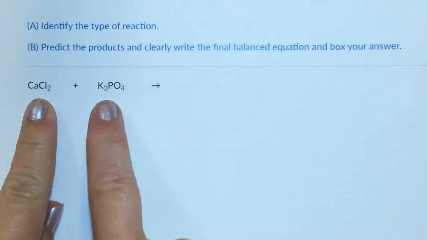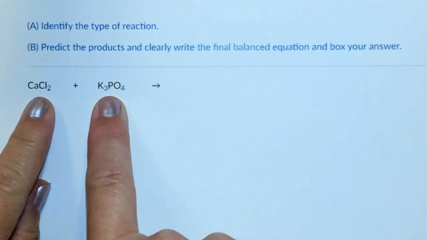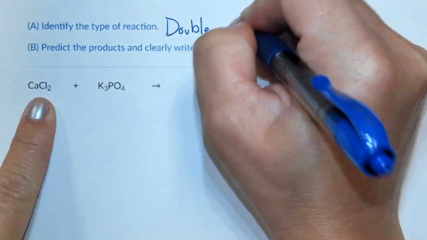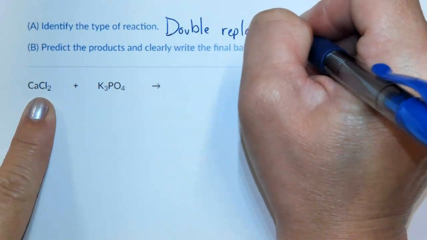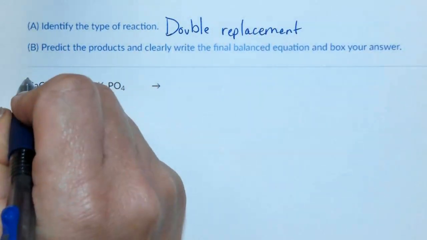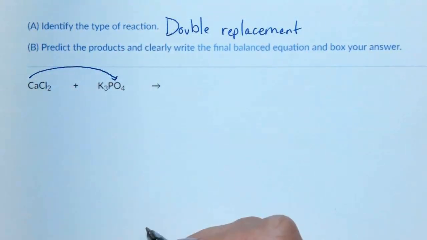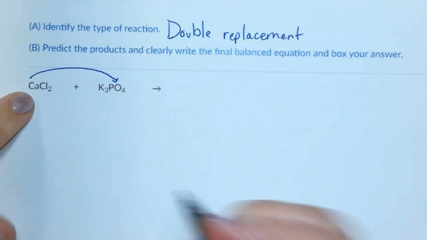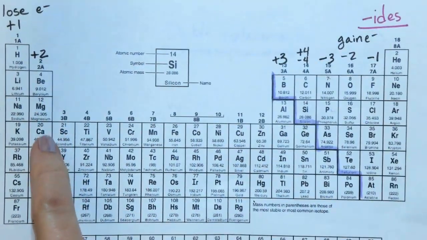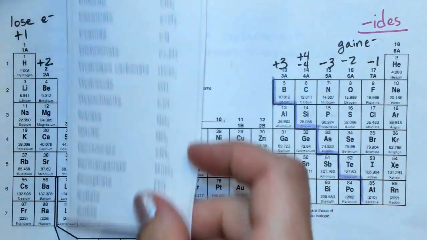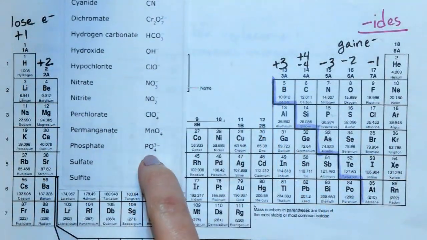A compound plus another compound, both ionic, is going to be a double replacement reaction. Now that we know it's a double replacement reaction, we're going to take first and last, and we're going to put them together. Keeping in mind that calcium has a charge of +2 and phosphate has a charge of -3.